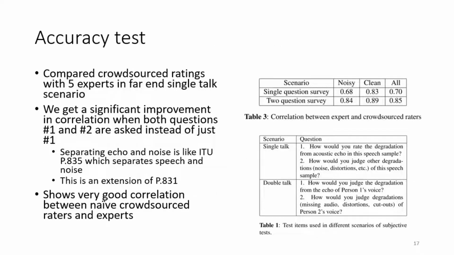To measure the accuracy of the tool, we had 5 experts rate the quality of the far-end single talk scenario from the AAC challenge. We compared a single question survey, which asked only echo quality, with a 2-question survey, which asked both echo quality and other degradations. The 2-question survey significantly helped separate the echo and other degradations, as shown in the increased correlation with experts. This extension of P.831 shows very good correlation to expert raters.